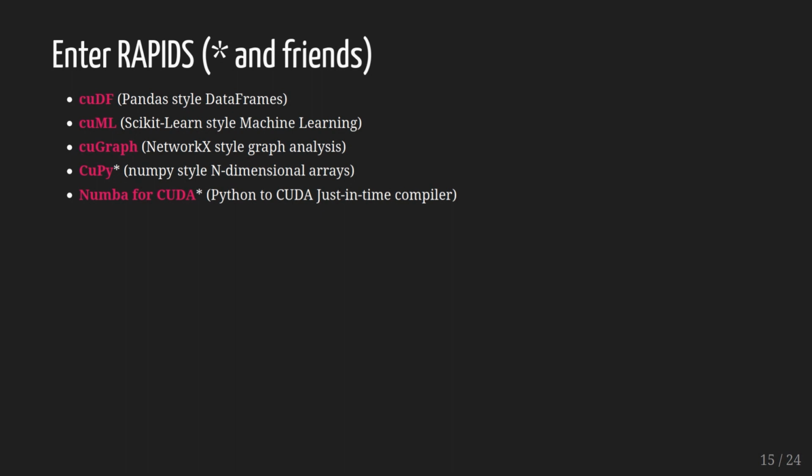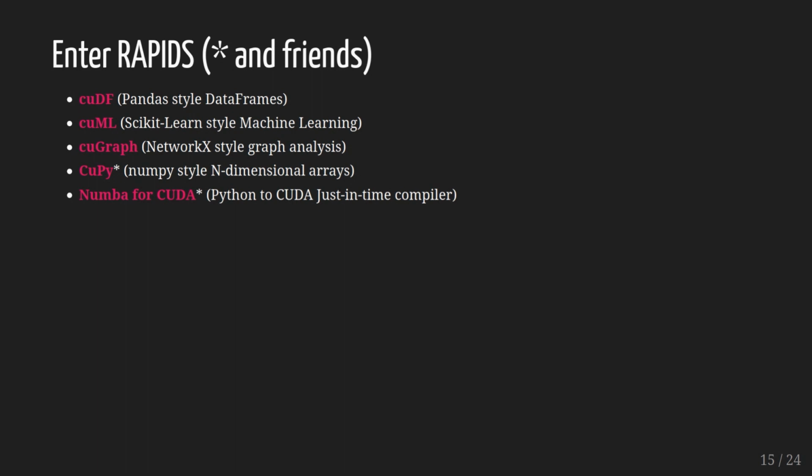cuML is a scikit-learn style machine learning library that provides GPU implementations of most of the traditional machine learning algorithms provided by scikit-learn. cuGraph is a NetworkX style graph analysis library that provides graph data structures using GPU memory and a collection of GPU accelerated operations on these graphs.